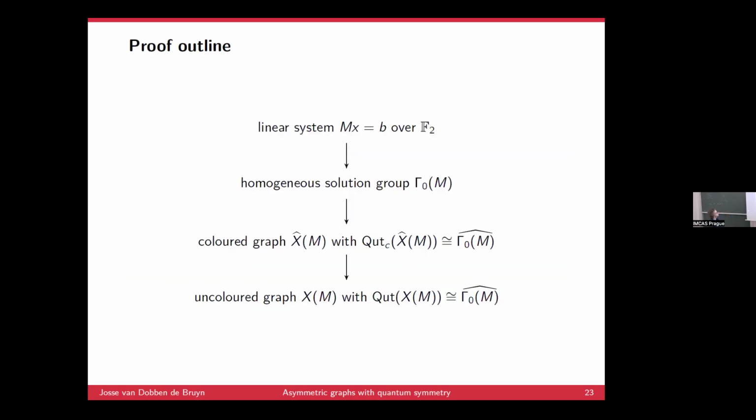Okay, so here's a foolproof outline. We start by finding some linear system. From that, we look at the homogeneous solution group. I will say what this is. And then we construct a colored graph, which has the dual of that solution group as its quantum automorphism group. And from that, we go to an uncolored graph with the same property. And I will say what all of this means.